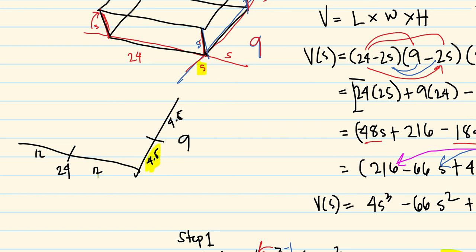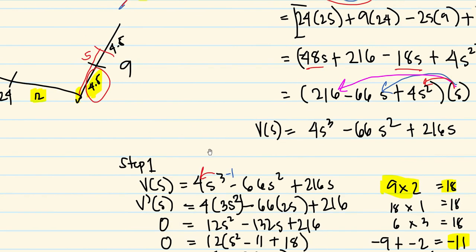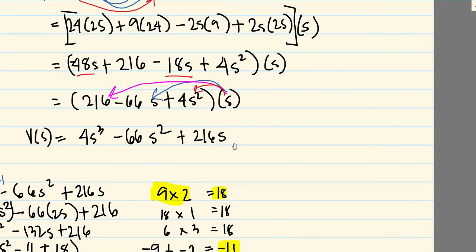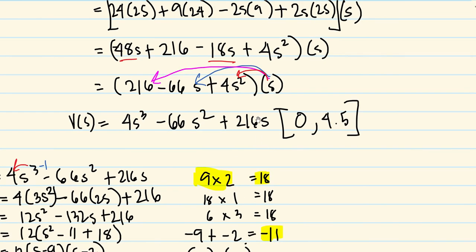Why 4.5? Because if we use 12, this side is not sufficient enough. It is insufficient. So that is why we're gonna use 4.5. If we use 5, it will be more than half of the width, so our sides will not be identical. So we're gonna use 4.5. Our interval here should be 0 to 4.5.